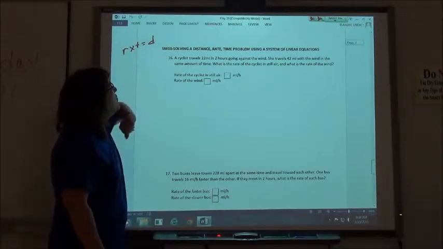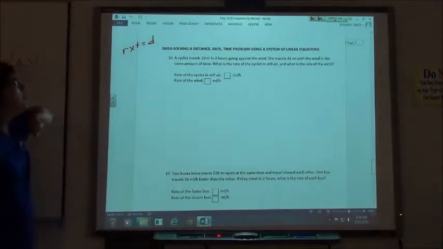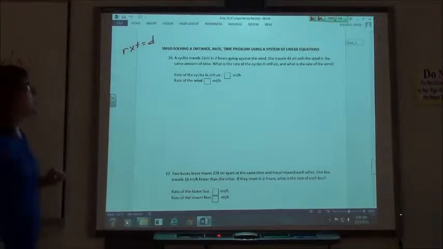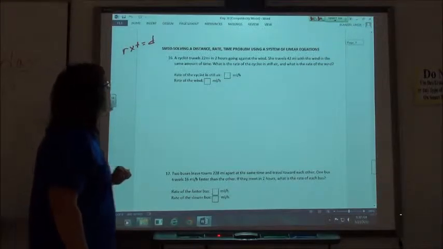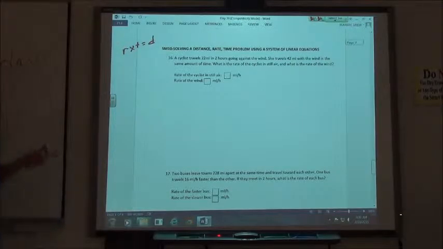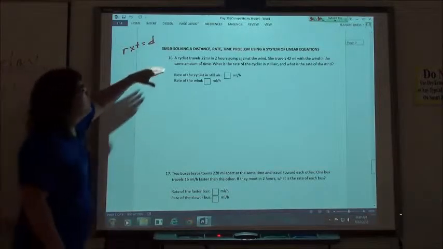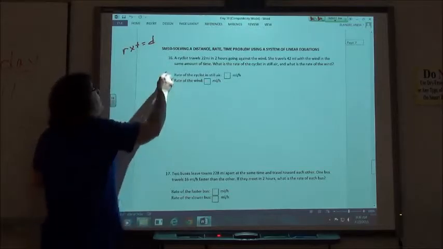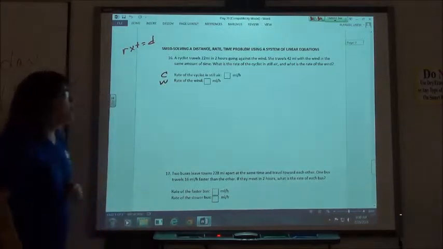It says a cyclist travels 22 miles in 2 hours going against the wind. She travels 42 miles with the wind in the same amount of time. What is the rate of the cyclist in still air? What is the rate of the wind? So I'm going to have two different rates. I'm going to say the cyclist and the wind.